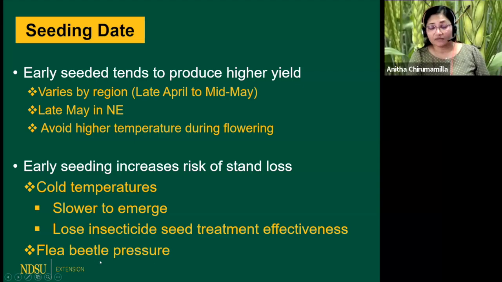And sometimes, and this is more true in Northeast North Dakota, the early planted canola is more prone to flea beetle injury because that coincides with flea beetle emergence, and usually they are hammered with flea beetle pressure.